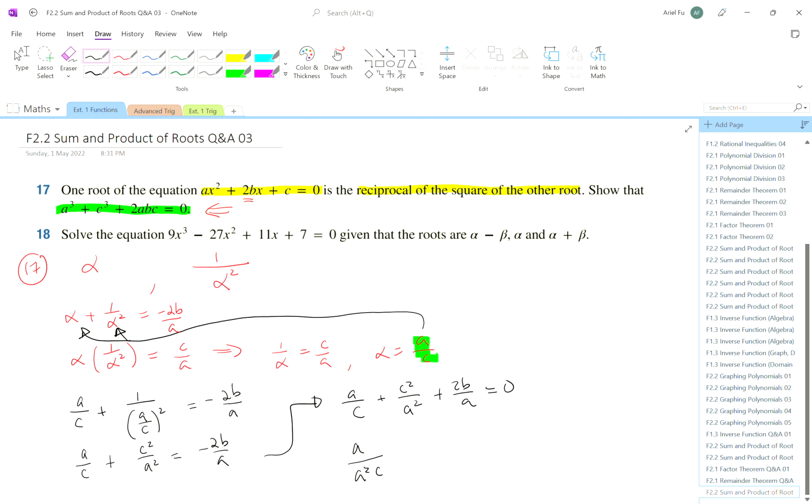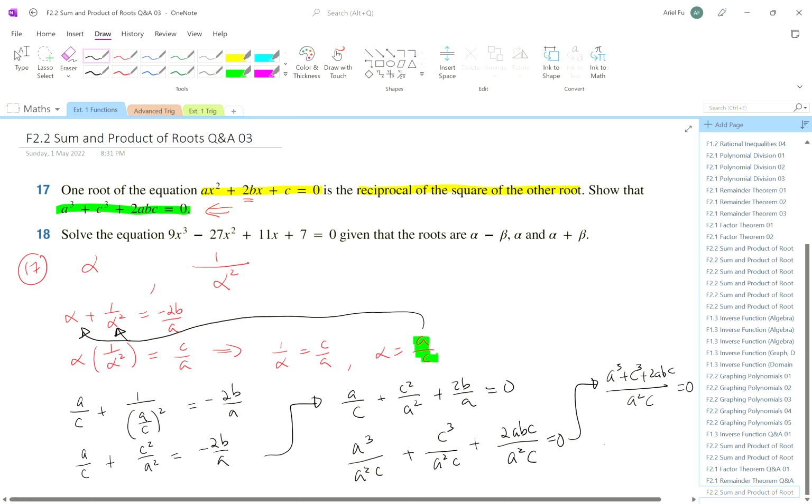I want that. So the first one I know has to be a times a squared, so it's a cubed. The second one would be plus c squared on a squared, on the same denominator a squared c, I need to multiply by one more c, which is c cubed. Plus, for the last term, if I want a squared c, I need to multiply by ac on top, which is 2abc, equals 0. Once you've done that, I can put them into one denominator: a cubed plus c cubed plus 2abc all over a squared c equals 0. Multiplying the denominator to the other side makes everything 0 again, so it's a cubed plus c cubed plus 2abc equals 0, as required.